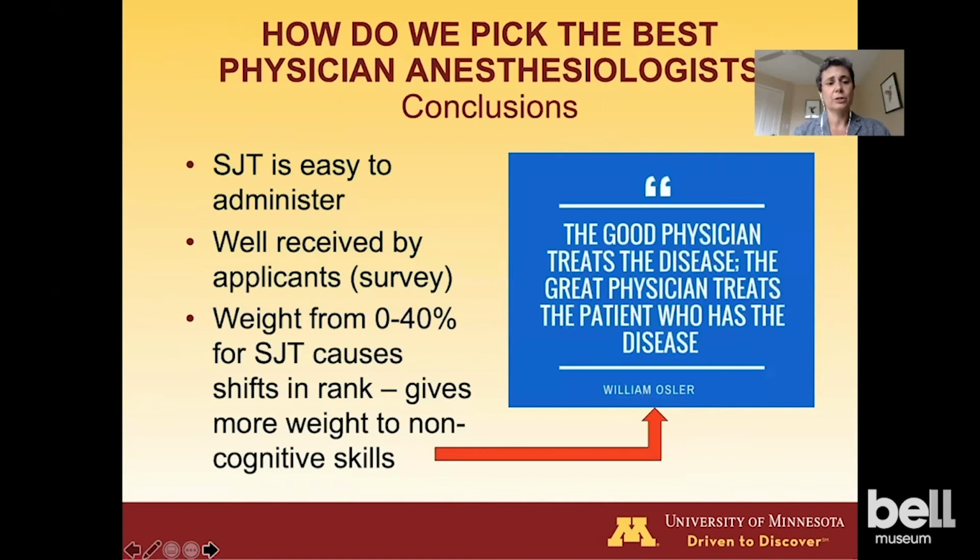So in conclusion, SJT is easy to administer, it's well received by applicants, and it should be weighted somewhere between the 0 to 40%. I believe that it should be given as much weight as possible to be able to really identify great physicians who treat patients who have the disease and not just the disease.